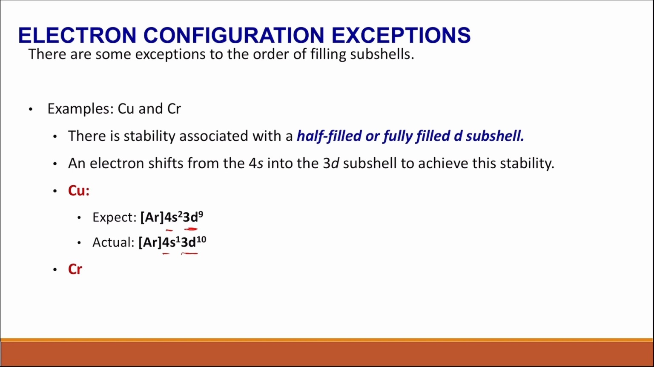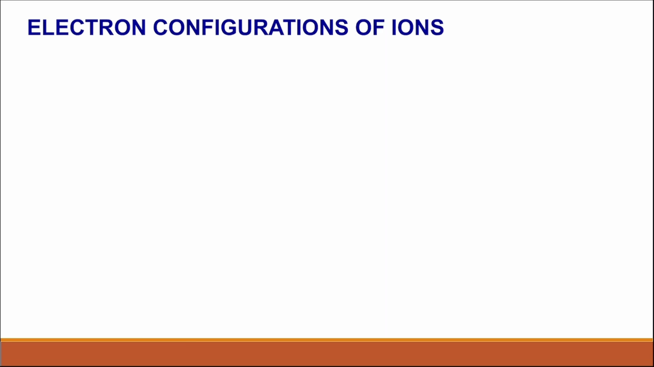Chromium is the same situation, but now we will move the electron from the 4s to the 3d to achieve a half-full d subshell. So the expected one for chromium is 4s2 and 3d4, but the actual one is 4s1 and 3d5. So the d subshell is half filled. This is why it's more stable.